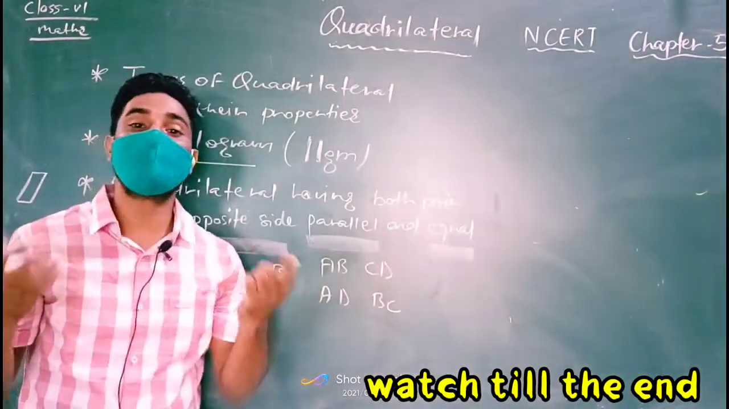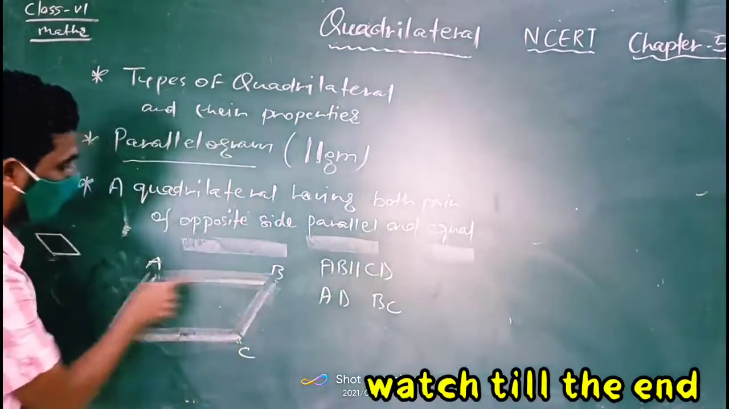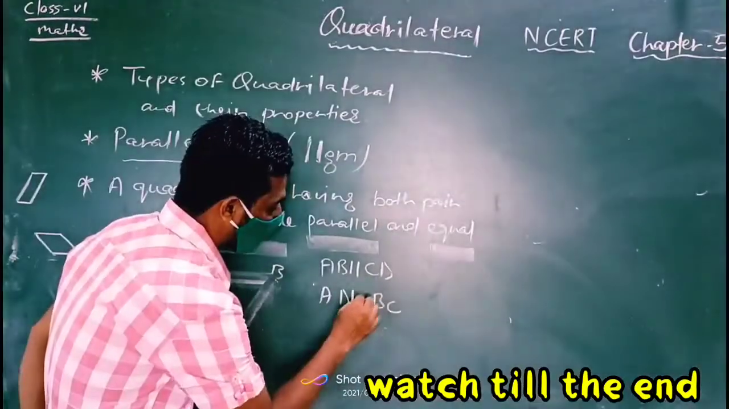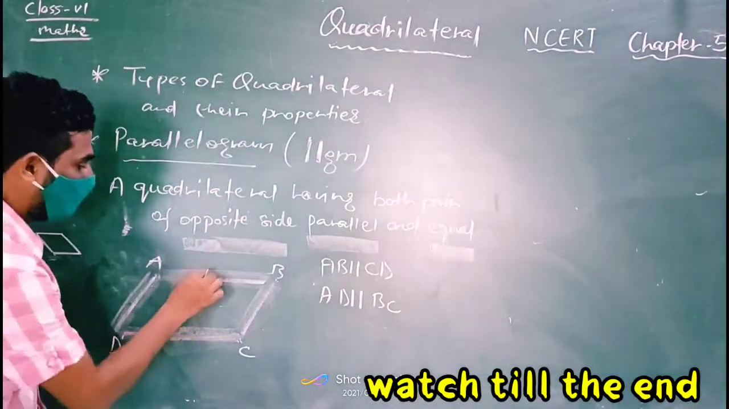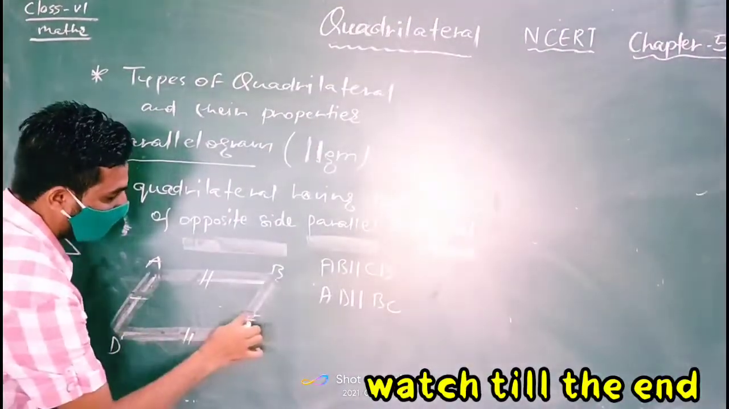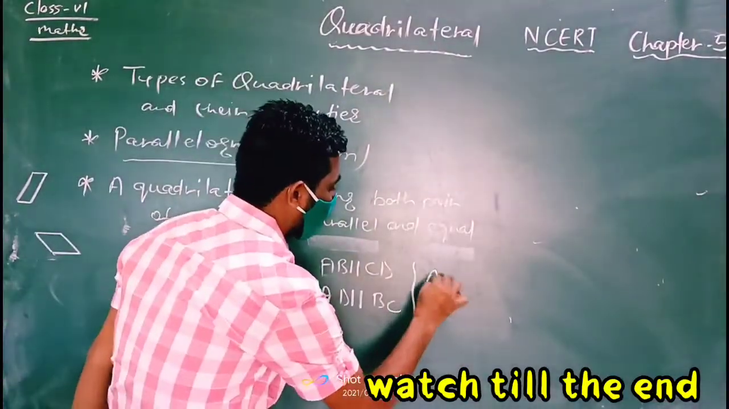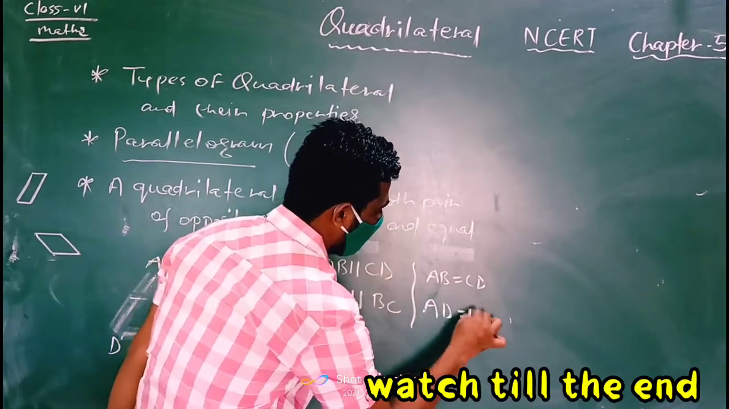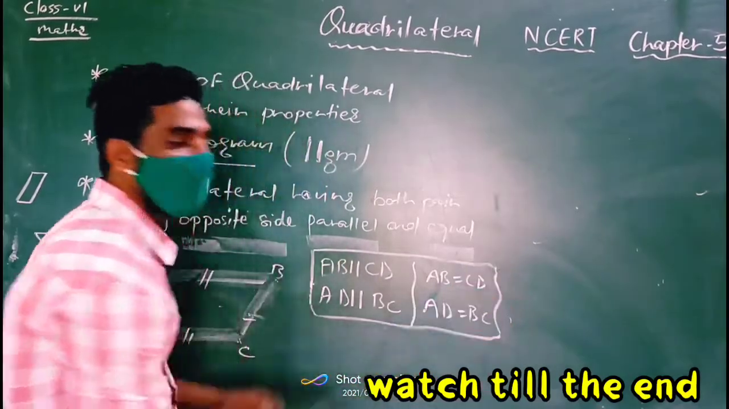And what is the relation between them? They will be parallel. So AB and CD will be parallel, and in the same manner AD is also parallel to BC. So you can see both pairs of opposite sides are parallel. As well as you see, they are equal also. So AB will be equal to CD and AD will be equal to BC. So they will be parallel and equal to each other also, both pairs of opposite sides.